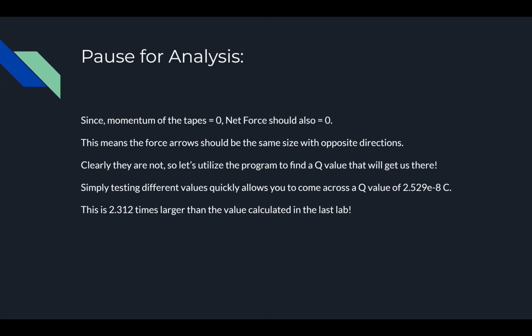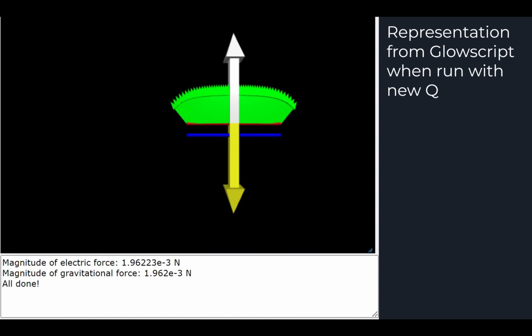Simply testing different values and going through the numbers allows you to come across a Q value of approximately 2.5 e to the negative 8, which is much larger than the value calculated in the last lab. And when we run with that new 2.5 number, this is the representation we can get. As you can see, the arrows are balanced. Everything looks like it's in order.